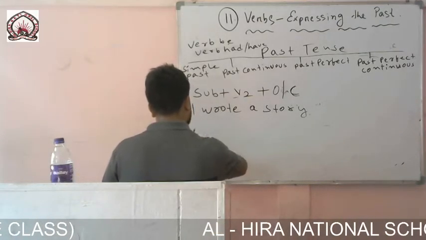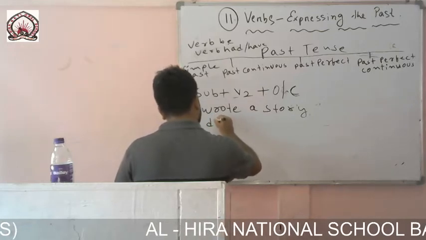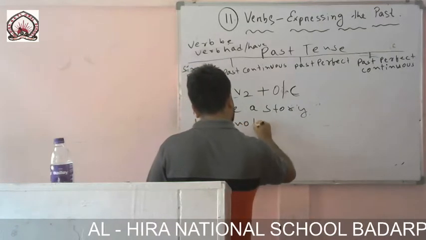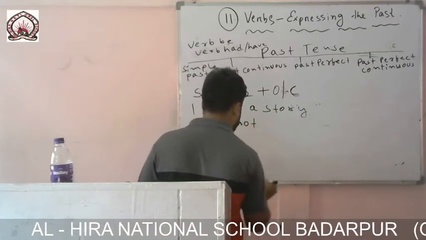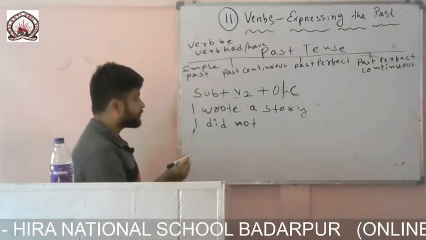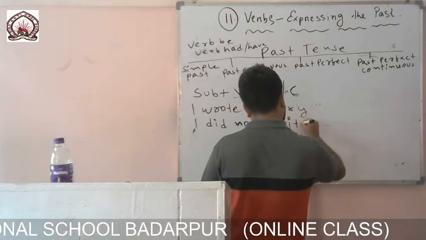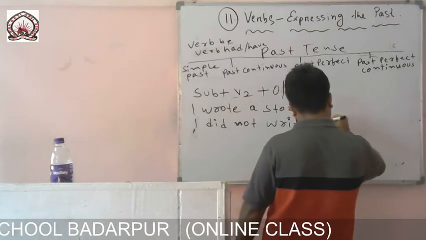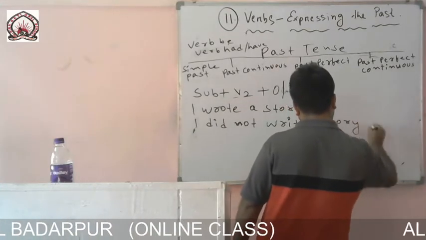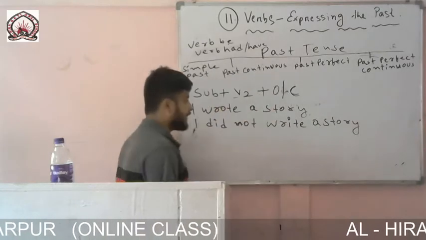I did not, and we should not write "I did not wrote," because it will be incorrect. We have to write the first form of the verb. I did not write a story. Write a, S-T-O-R-Y. I did not write a story.